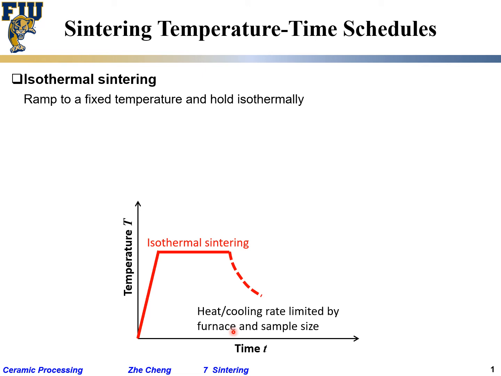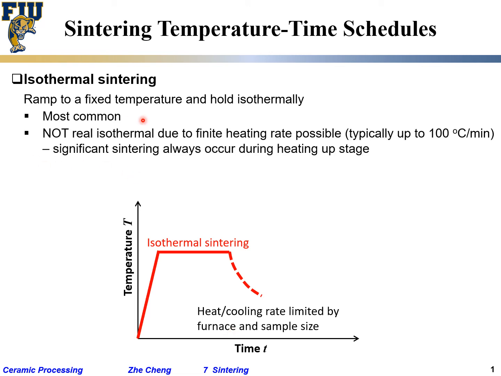You can imagine if your sample size is large, it's difficult to ramp up quickly, to maintain the same temperature and ramp up temperature quickly. Make sense? If you have a lot of sample in there. On the other hand, if your sample is very, very small and your furnace can heat up very quickly, of course you can do that, but it depends. This is the most common isothermal sintering.